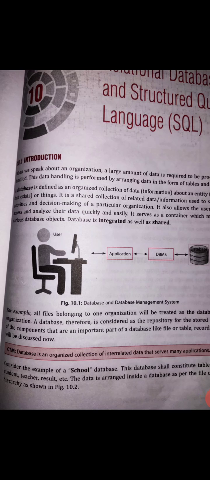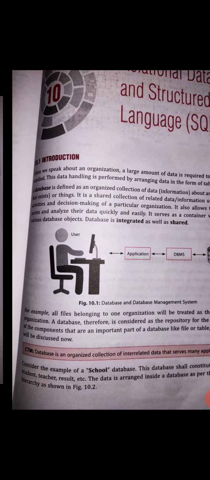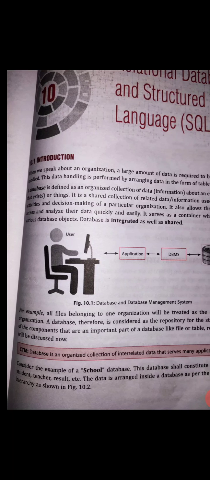The database is defined as an organized collection of data. Collection of data means information, like for a particular student, we keep the records like name, address, phone number, then their previous school records. So these all are the records or information. It is a shared collection of related data or information used to support the activities and decision making of a particular organization. Database is integrated as well as shared, means we can easily share the database.